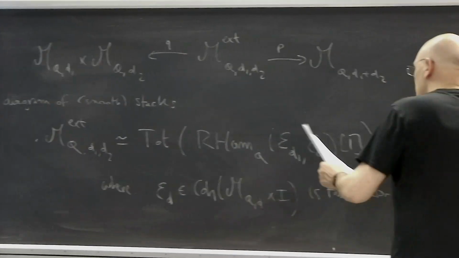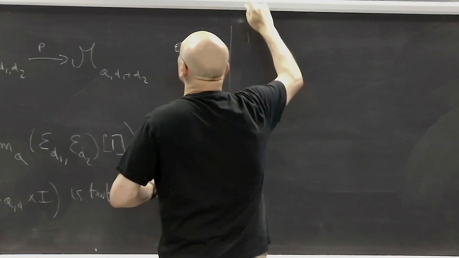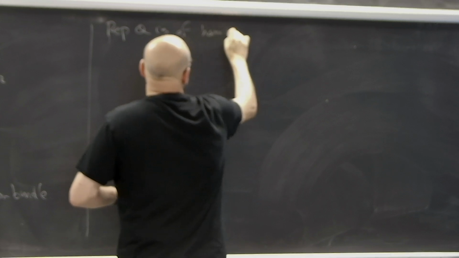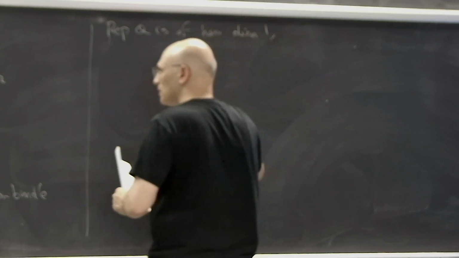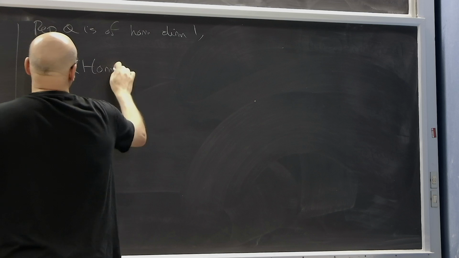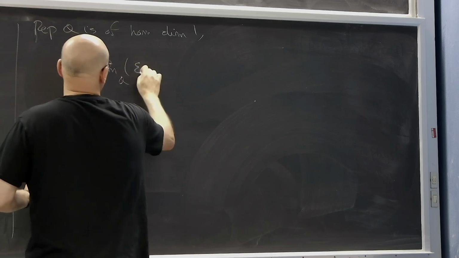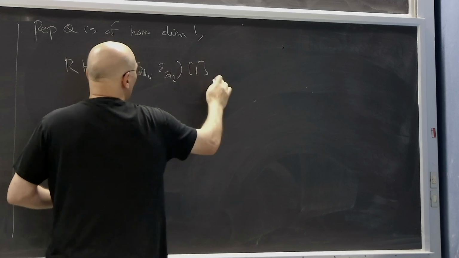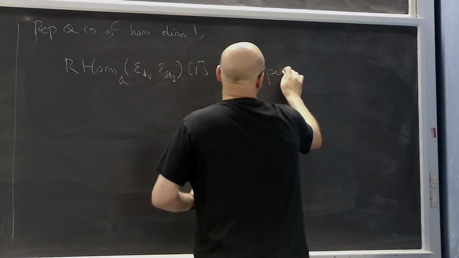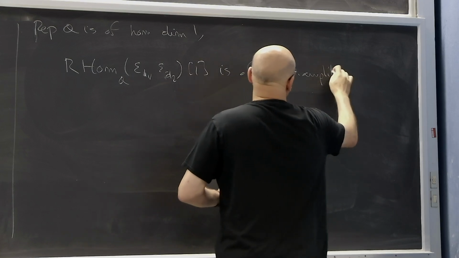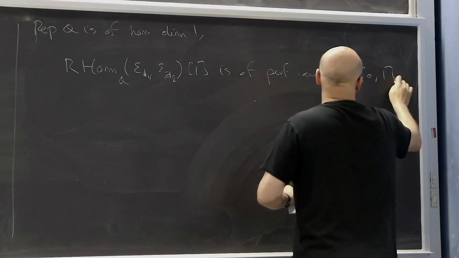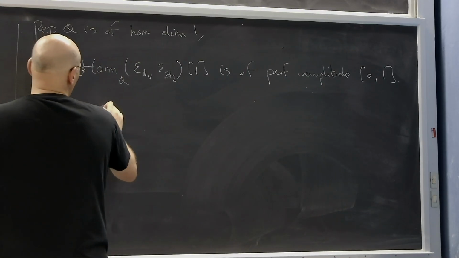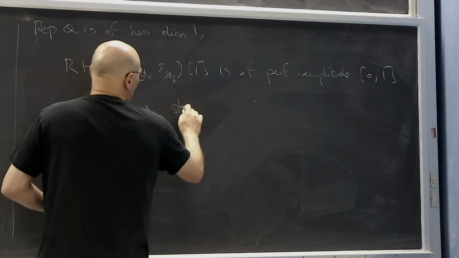Okay, so since my category rep Q is of homological dimension 1, this complex R hom of E1, ED1, ED2 shifted by 1 is of perfect amplitude 0, 1. And so Q is what is called a stack vector bundle.